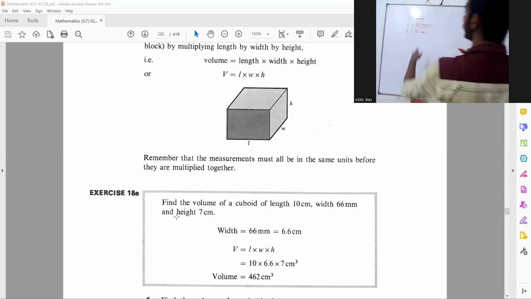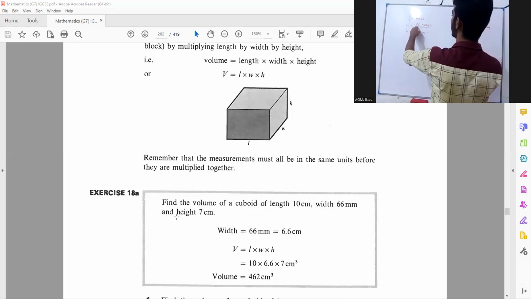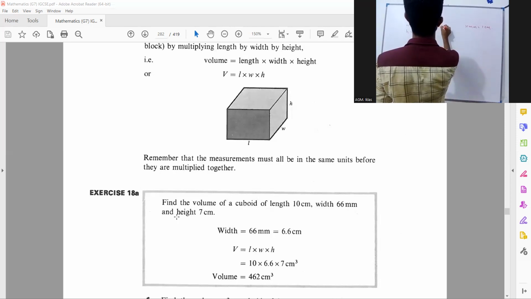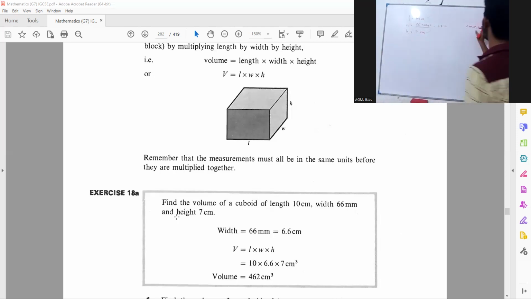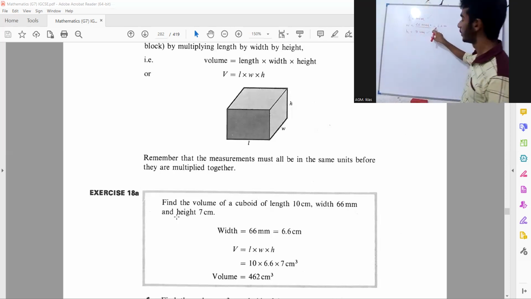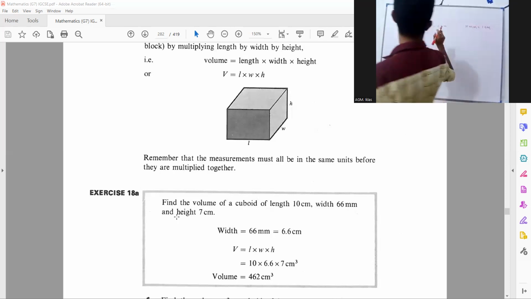So 66 millimeter is equal to what? 6.6. We need to divide by 10 in order to convert millimeter to centimeter. So 66 millimeter is equal to 6.6 centimeter.